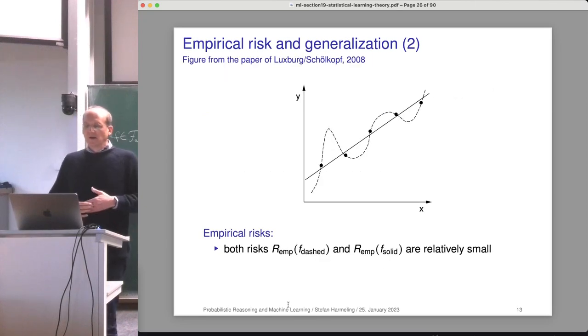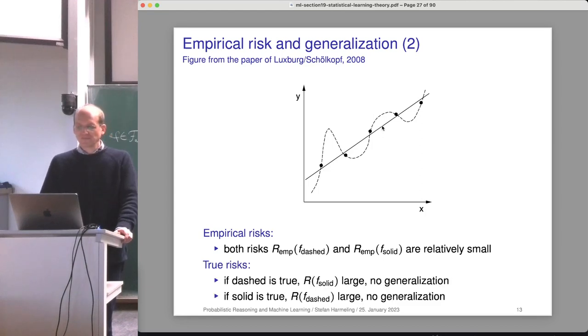So far, so good. Let's look at some examples. This is also all from the paper. There are some data points, which are these circles here. And now there are two functions. One is the dashed function, which is this wiggly one, and then there's a solid one, which looks like a linear function. First observation: the empirical risk for both is very small. For the dashed one, the empirical risk looks like it's zero, since we are exactly on the line. For the linear one, we have a small error, so it's a very small risk. Now, suppose the true function is the dashed one. In that case, the risk of the solid one is quite large. So we don't have good generalization in that situation.